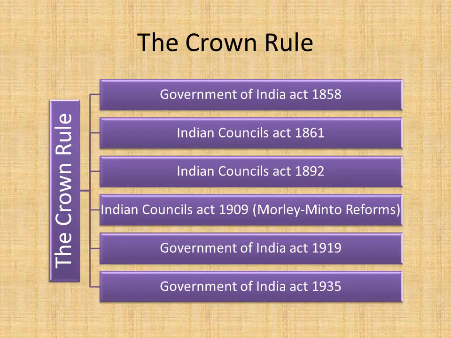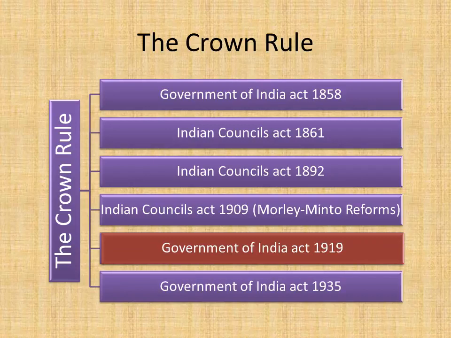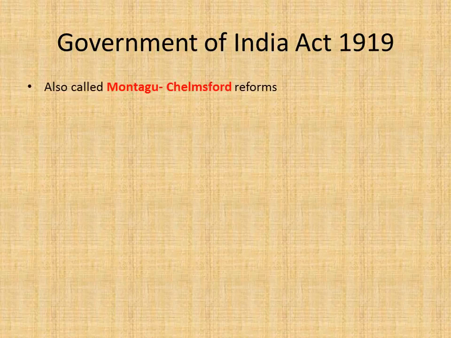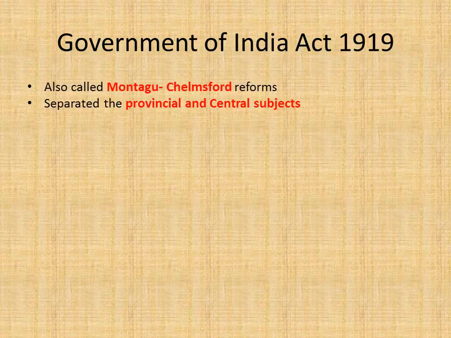The next important act that was passed was the Government of India Act 1919. This was also called the Montagu-Chelmsford Reforms. Now let us see what were the important features of the Government of India Act 1919. Montagu was the Secretary of State at that time, and Chelmsford was the Viceroy of India.